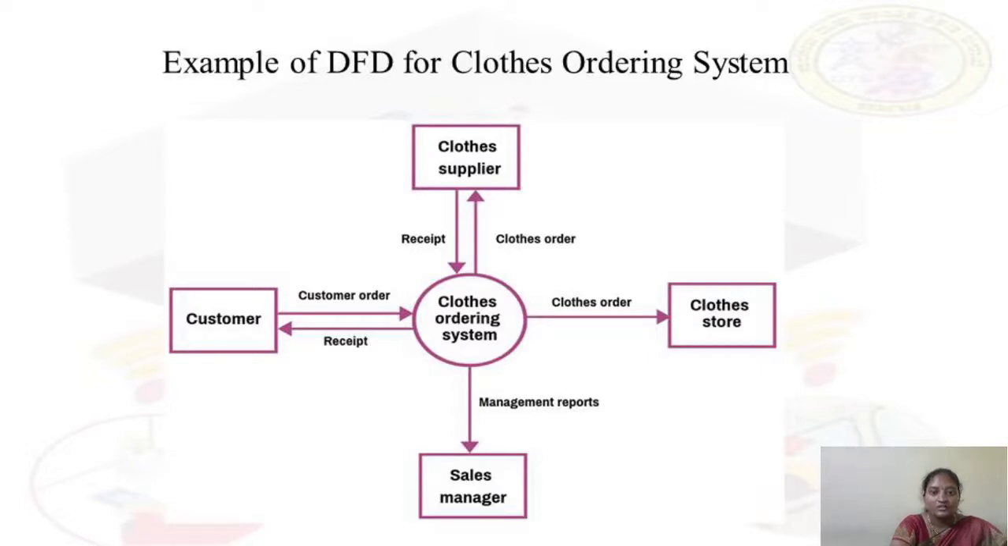which are represented by a rectangle. They are customer, clothes supplier, clothes store, sales manager, and the data flow, it is represented by an arrow. They are receipt, clothes order, management reports, customer order. This is another example for DFD.